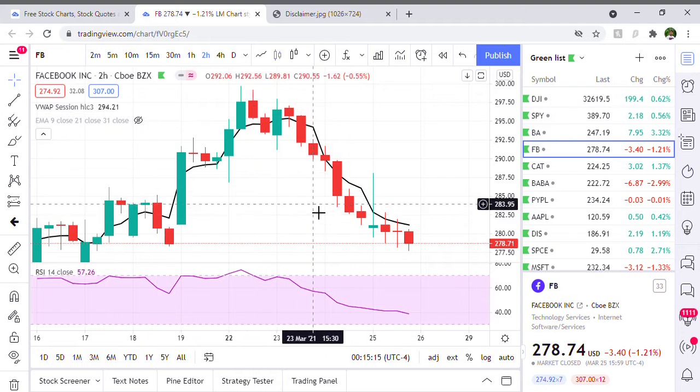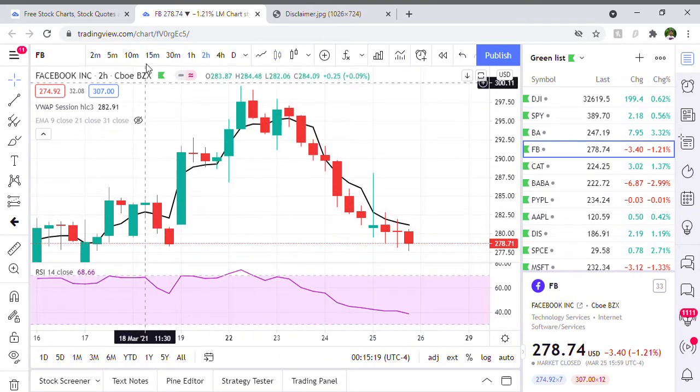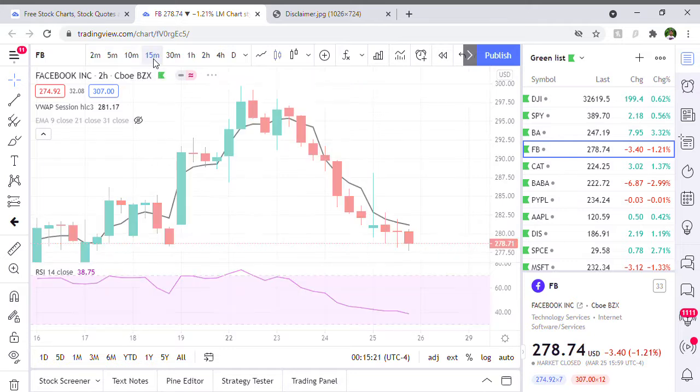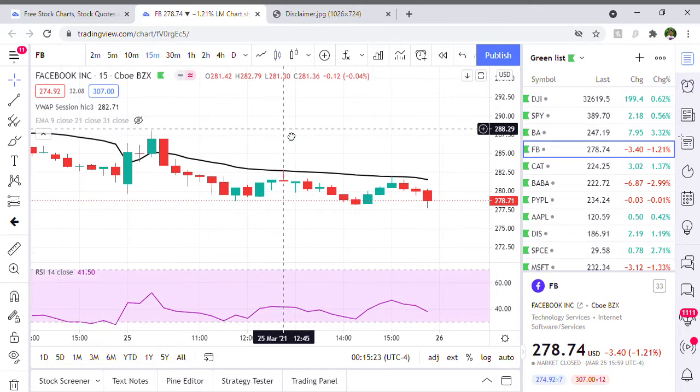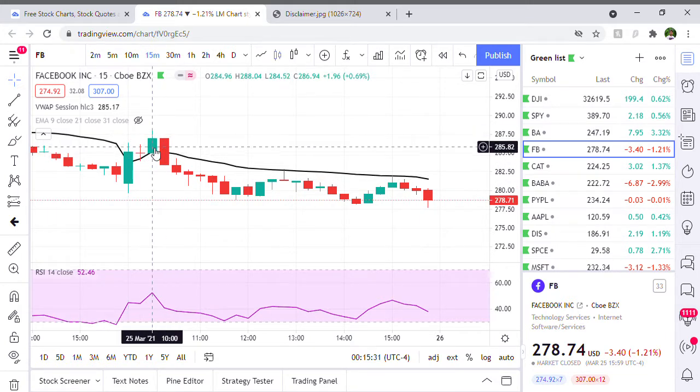Okay, so I will change my chart mode to 15-minute mode to analyze my day trades. So here I am. This is my 25th March opening. That was a green candle. I have three green candles which would go around till 10:15 a.m.